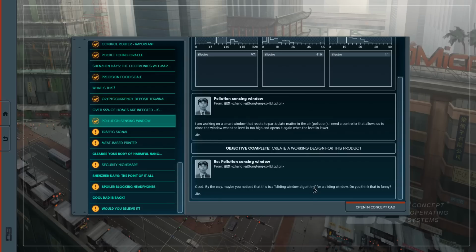Good. By the way, maybe you noticed that this is a sliding window algorithm for a sliding window. Do you think that is funny? Yes, I do. Yes, I do think that is funny, but that's because I am a nerd. I hope you guys are enjoying this because I found this quite funny.